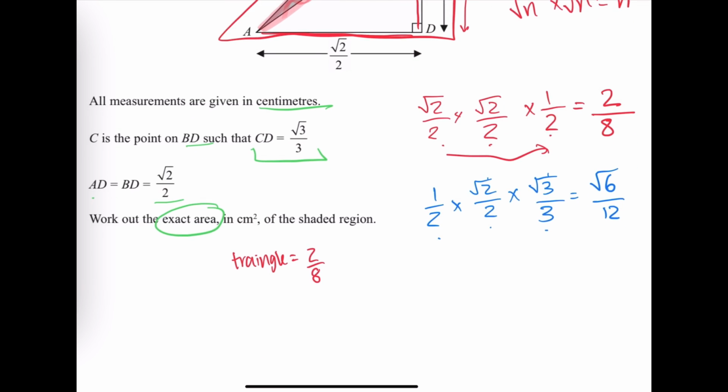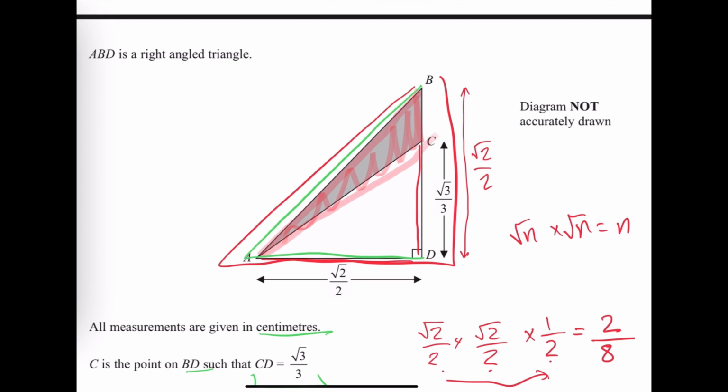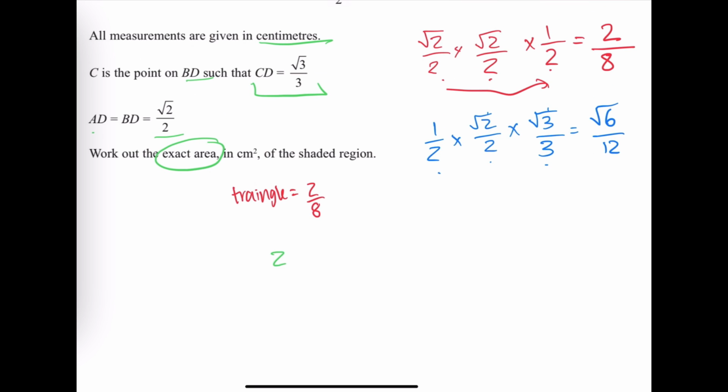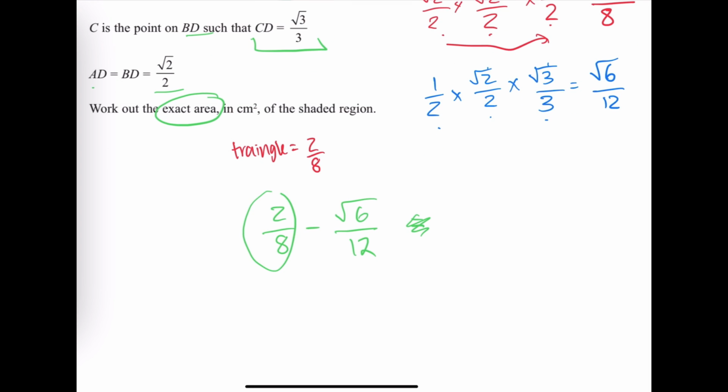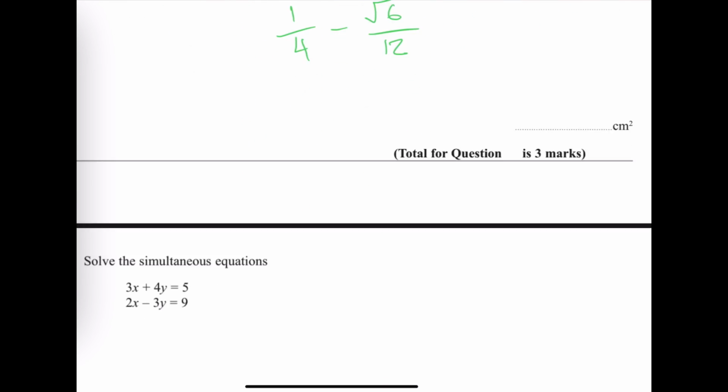So now you want to minus them from each other, because if you minus this small triangle from the big one, we would get the shaded region that we want. So we'll just do 2 over 8 minus 6 over 12. That is the answer. However, we can simplify this even more. So we'll just do 1 over 4 minus 6 over 12. And that over here is the answer.